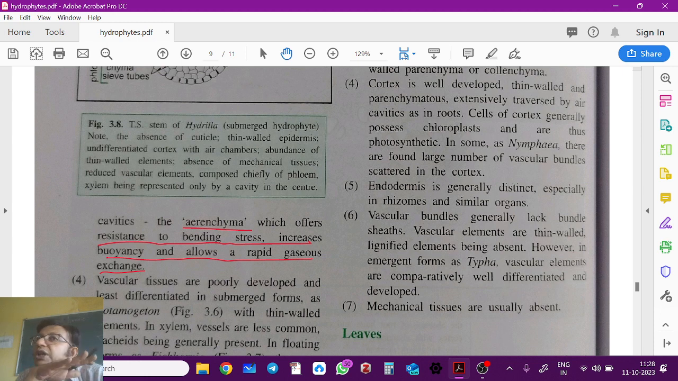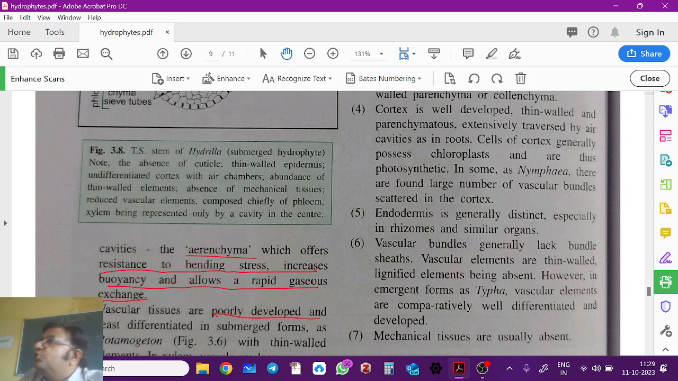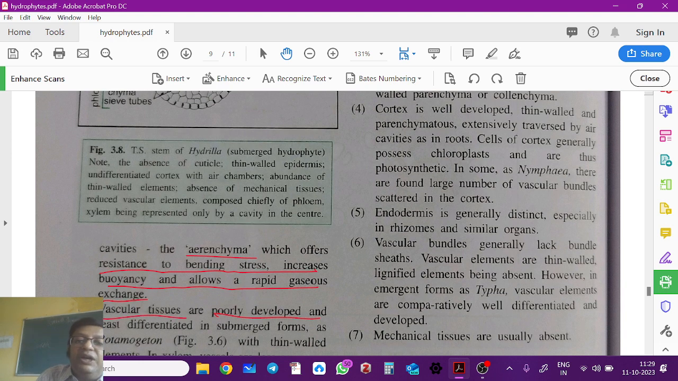Vascular tissues. What are the vascular tissues? Xylem, phloem. They are poorly developed. They are in water, so why do they need an extensive network of xylem and phloem flowing through it? Wherever water wants, it can enter. That network, which sends water from the soil to the leaves through xylem and phloem, is not required in these hydrophytes. Therefore, the vascular system is poorly developed.